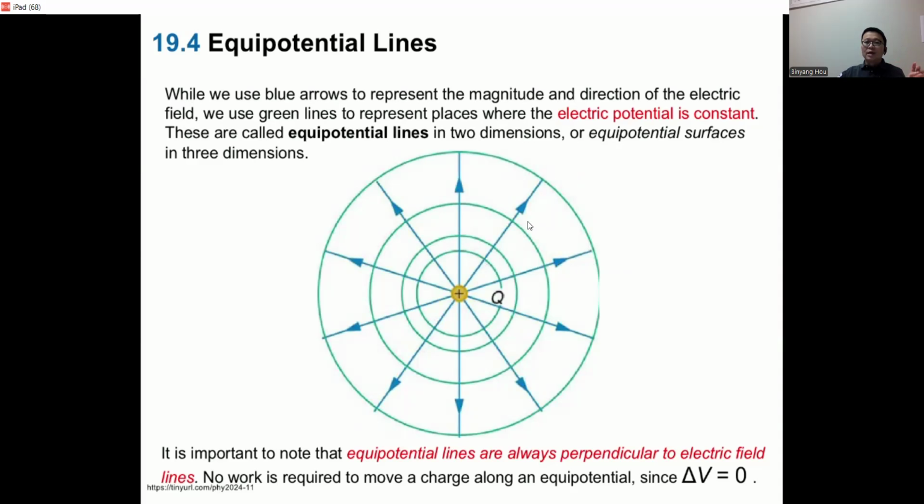So the blue lines are the electric field lines. The green lines are the equipotential lines. When these two lines intersect, they are perpendicular to each other. Because if you're going from here to here along an equipotential line, the potential energy should be the same. That means there's no electric work on the charge if you move it from here to there. So that means the field lines and these curves should be perpendicular. All right.